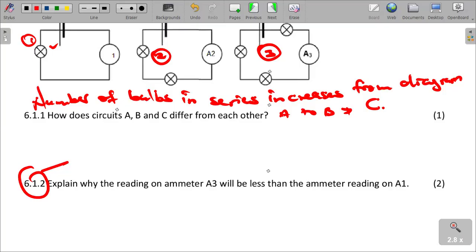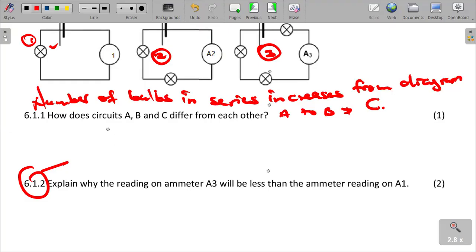It is because of resistors in series, which we are seeing in circuit 3. We have more resistors, more bulbs in series, and therefore higher overall resistance and obviously a lower, smaller ammeter reading, which is given there in 3.